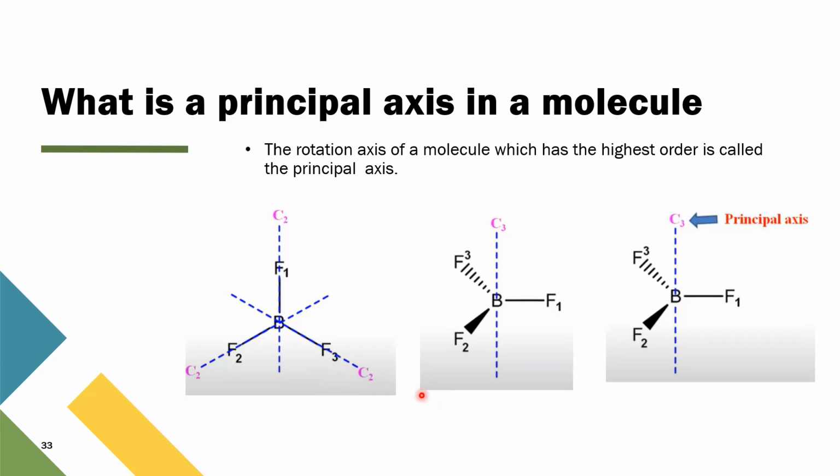Another person wanted some clarification. Madam, C3 is perpendicular to the plane and the C2 are parallel, is it? C3 goes through the boron atom and is perpendicular to the plane of the molecule. The other C2 axes lie in the plane of the molecule.